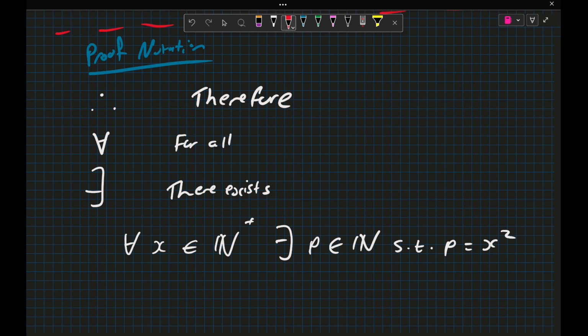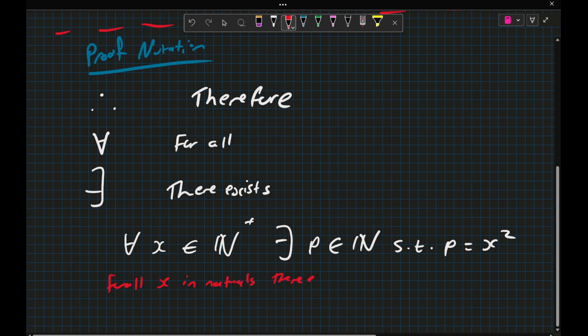So just to rewrite it again, for all x in the natural numbers, there exists some number p also in the naturals such that p is that number squared. So those are the fairly common ones.